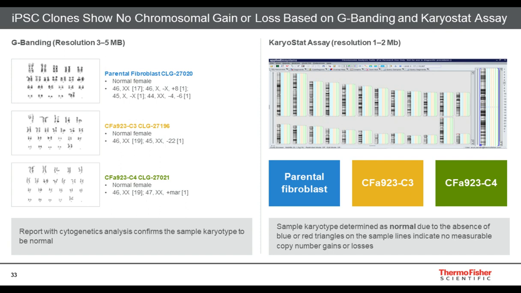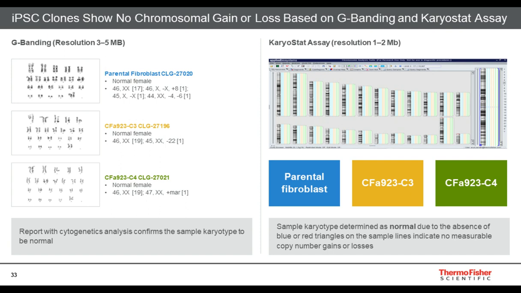So let's look at some of the reprogramming that we did for this workflow. So the iPSC clones that we utilized with our entire workflow and reprogramming kit come out to be normal. So we have the parental fibroblasts on the top left, and then we have the normal clones that came from that same parental fibroblast. So as you can see on the right, when you line up they're color-coded now. When you line it up, they're all normal due to the absence of blue or red triangles.